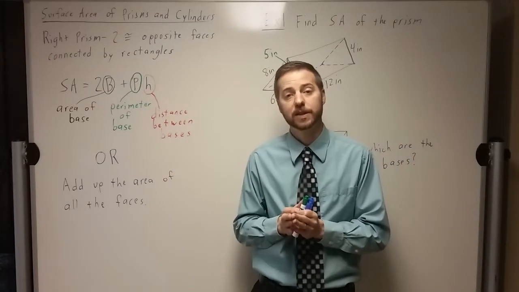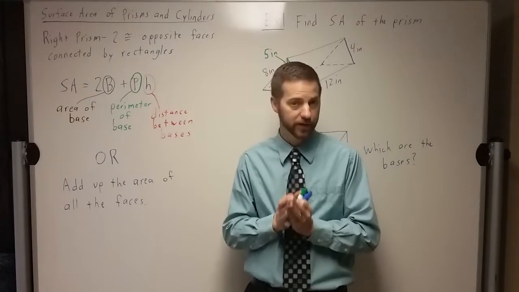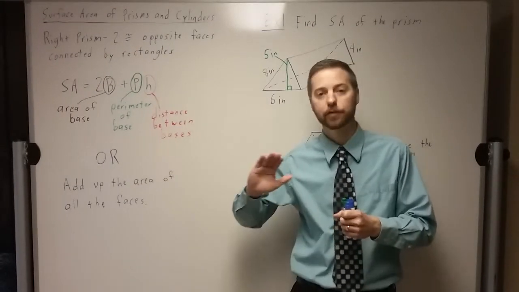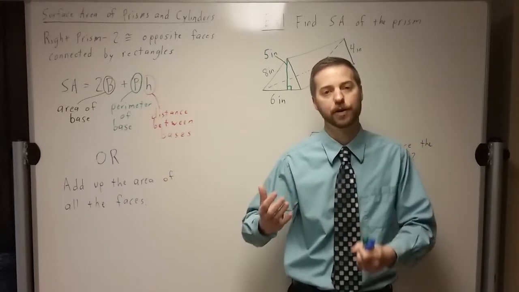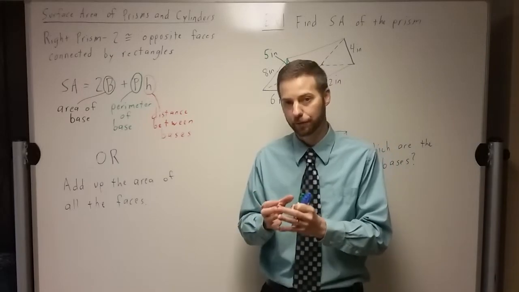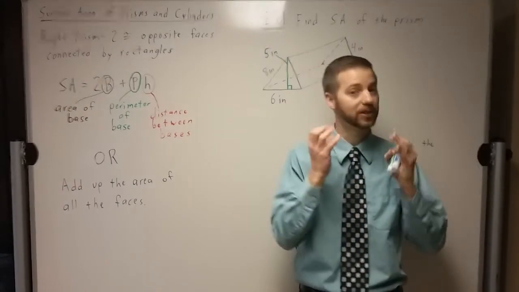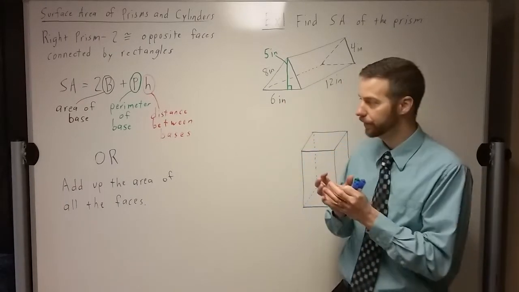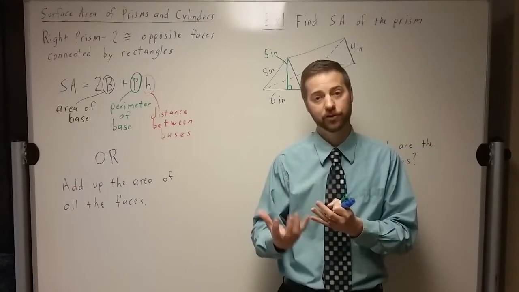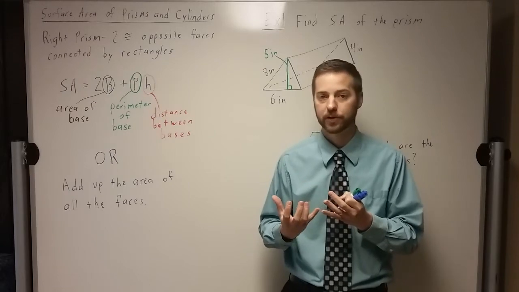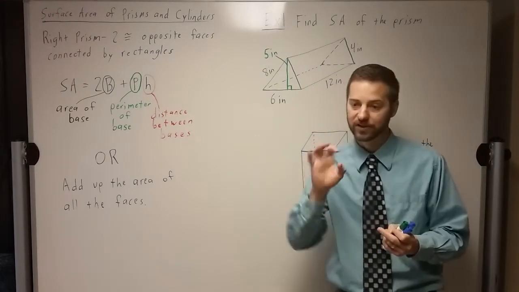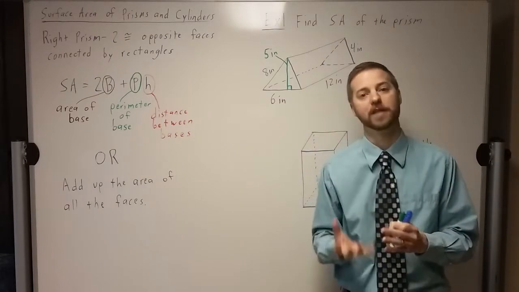Now, before we get into this, we need to talk a little bit about what surface area is. Surface area is how much it takes to cover the outside of a 3D object. We're not talking about how much it takes to fill a 3D object. That's volume. That's a completely different idea. Surface area is how much does it take to cover the outside of it. And when we measure surface area, our units are always going to be square units.